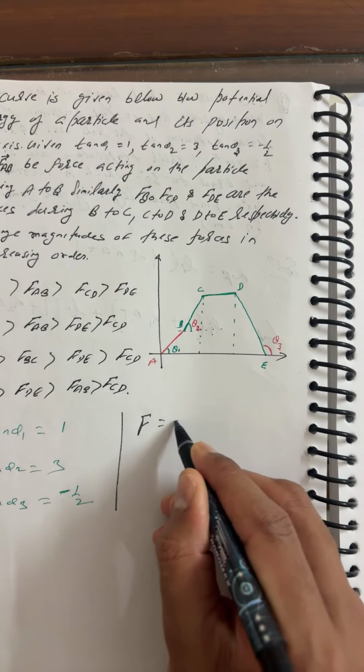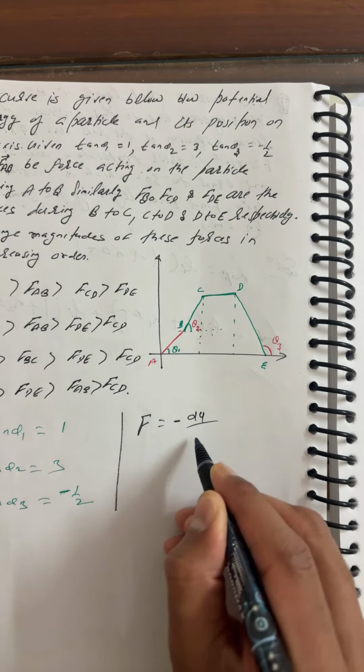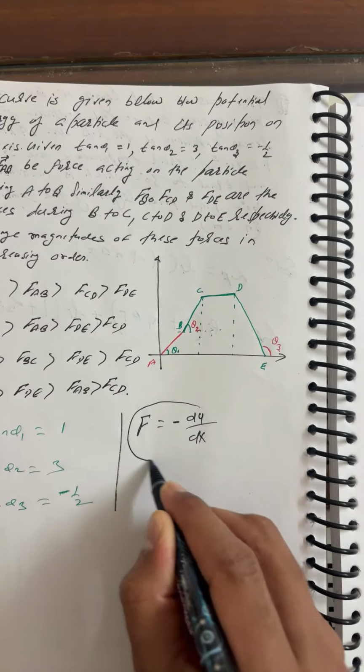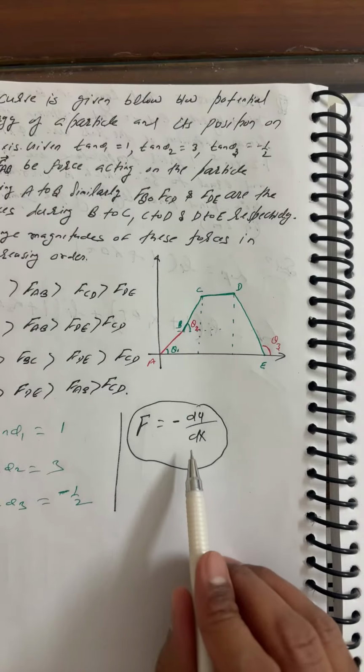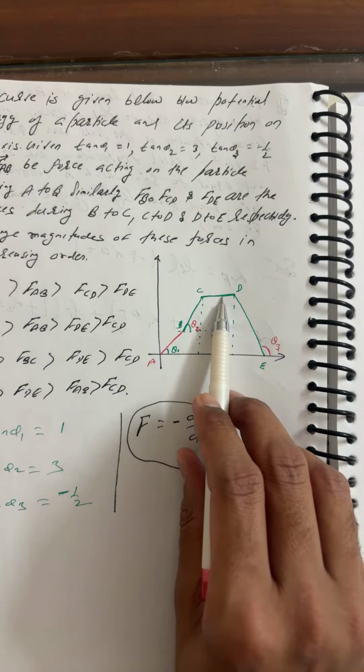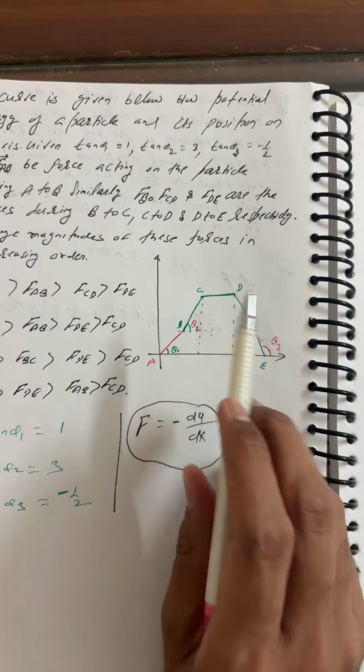F is equal to what? Minus du by dx. F is minus du by dx, right here. So this slope is 0. So beta, I can say force is least.